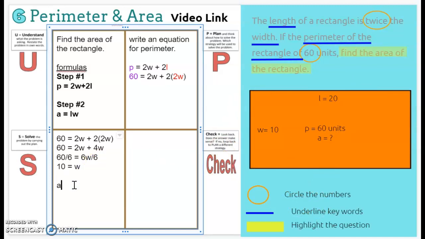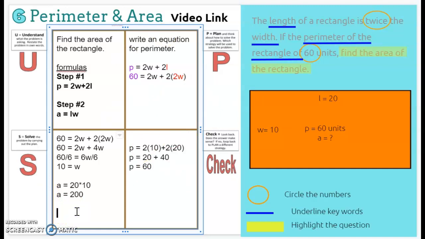So now I need to solve for my area. Area equals length, which is 20, times my width, which is 10. So 20 times 10, area equals 200. And I can check that the way we checked the other one, when we added all of our sides up together. Perimeter equals 2W, which is 10, plus 2L, which is 20. So I have P equals 20, because 2 times 10 equals 20. 2 times 20 equals 40. And then P equals 20 plus 40 equals 60. That's how I can check to make sure I'm on the right road.